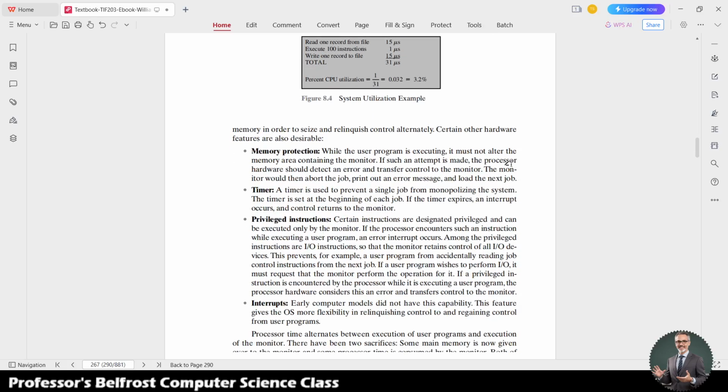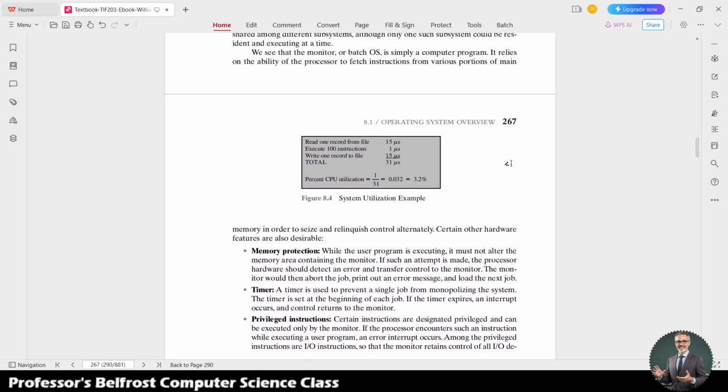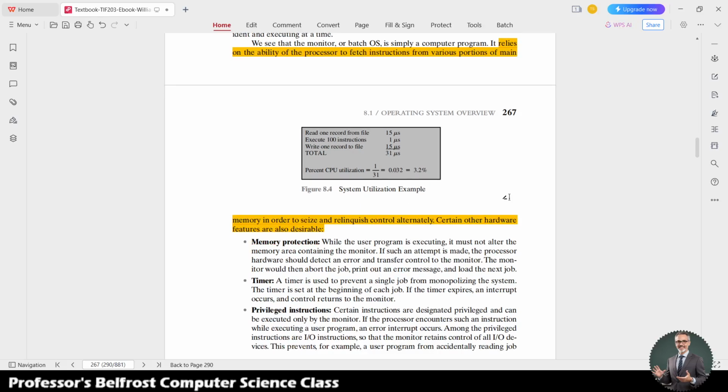I'm not going to discuss that. We see that the monitor of this OS is simply a computer program and it relies on the ability of the processor to fetch instructions from various portions of memory in order to seize and relinquish control alternately.